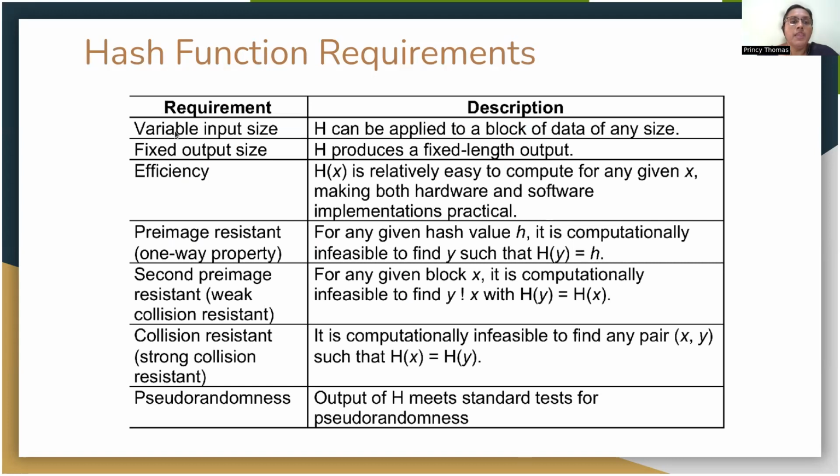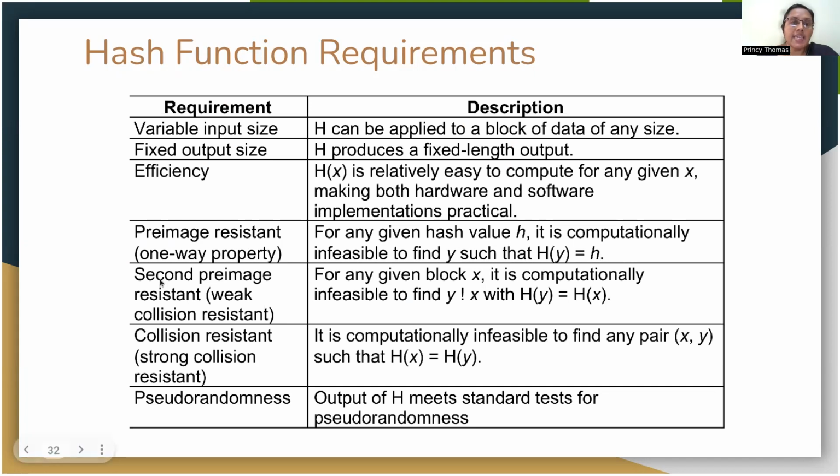One, variable input size: any block size should be able to be hashed, and the output should be of fixed length. Efficiency: calculation of the hash must be relatively easy for any given x, in both hardware and software implementations. Then we have the three properties. Pre-image resistant, that is the one-way property: you should be able to calculate the hash, but from the hash you should not be able to calculate the message.